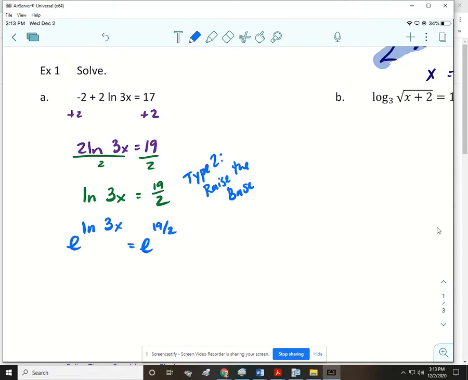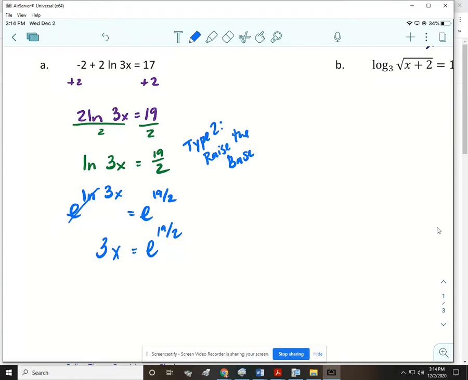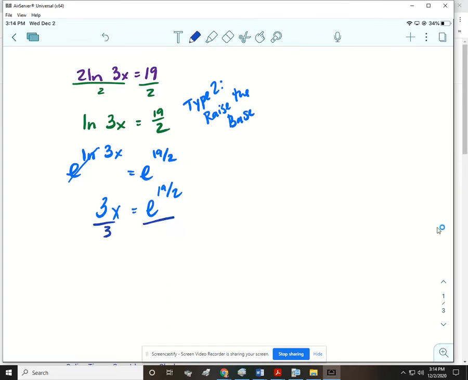The whole purpose of doing that is to cancel out the natural log, and the 3x comes down. There's no way without a calculator that we can figure out what e to the 19 halves is, so we're just going to leave it as e to the 19 halves. Then our last step is to divide by that 3. This is exactly how I would want you to leave your answer.